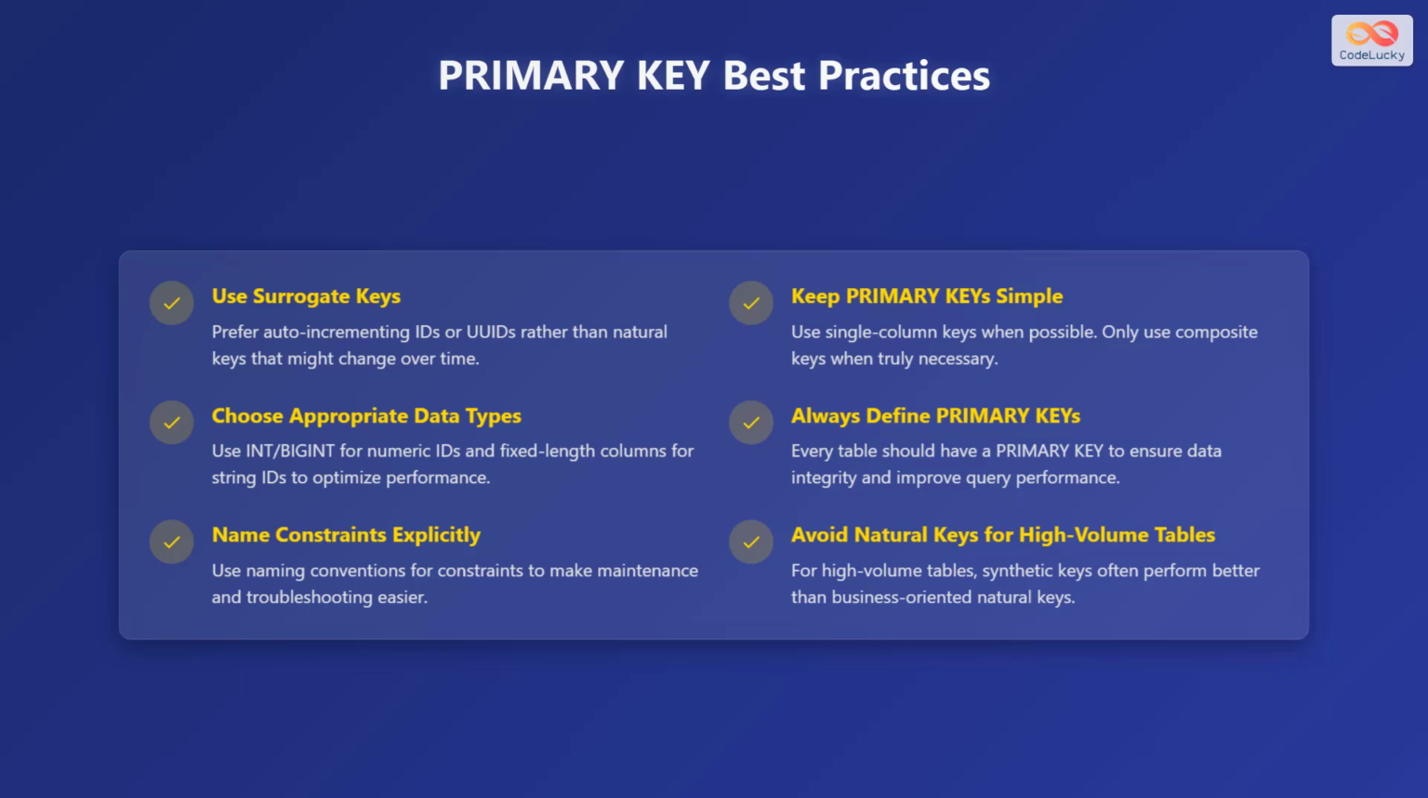Third, choose appropriate data types. Use int or big int for numeric IDs and fixed-length columns for string IDs to optimize performance. Fourth, always define primary keys. Every table should have a primary key to ensure data integrity and improve query performance. Fifth, name constraints explicitly. Use naming conventions for constraints to make maintenance and troubleshooting easier. Sixth, avoid natural keys for high-volume tables. For high-volume tables, synthetic keys often perform better than business-oriented natural keys.